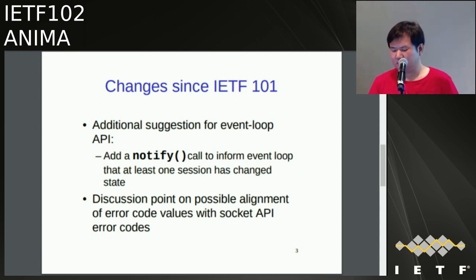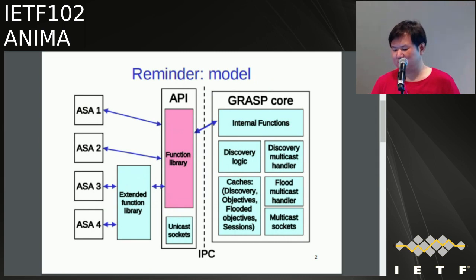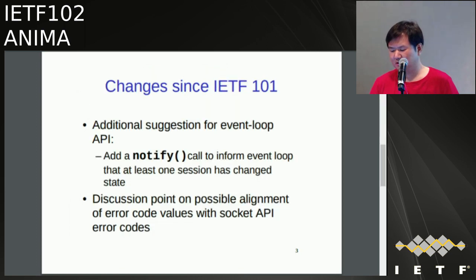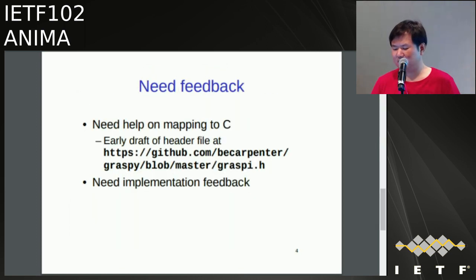We're also considering aligning the error code values to be consistent with the standard socket API, because as we can see in the figures, there is an IPC between the API and the kernel, so it is actually carried by the socket API. If we can align the error codes, they will be more consistent. Okay, that's the quick update.